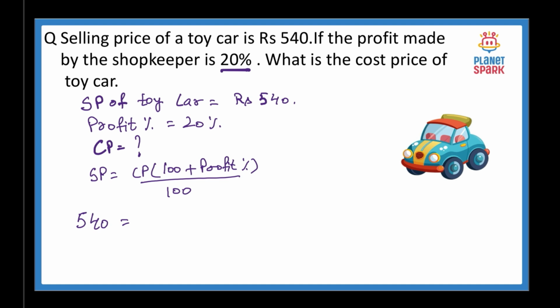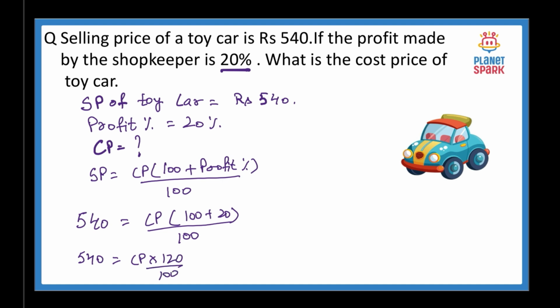So in place of SP I will write 540. CP I don't know, so let it be CP. 100 plus profit percent. Profit percent is 20%, so I'll replace it by 20 divided by 100. So this simplifies to 540 is equal to CP into (100 plus 20, that is 120) divided by 100.